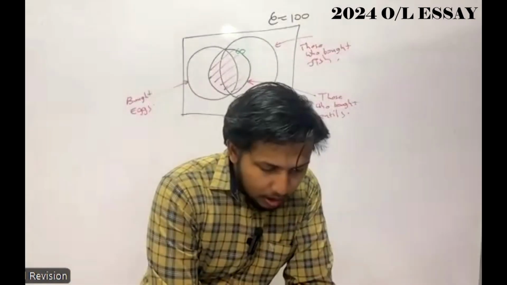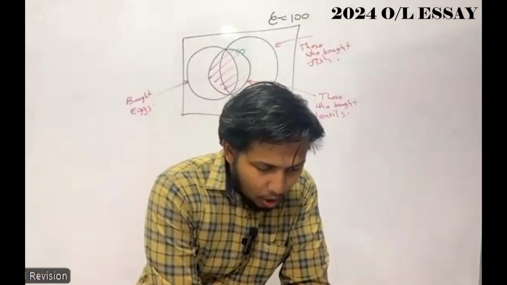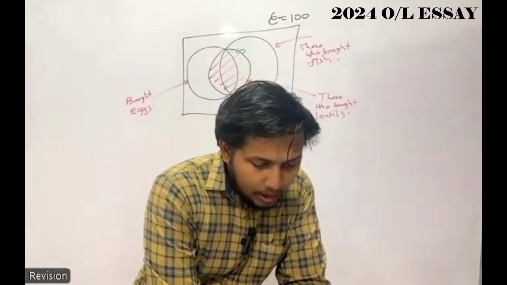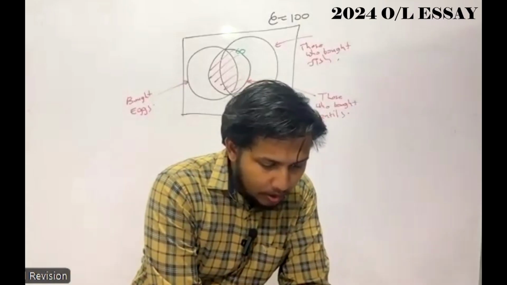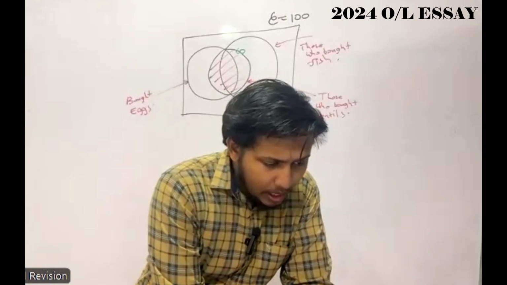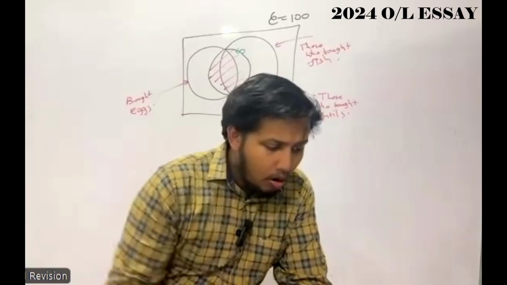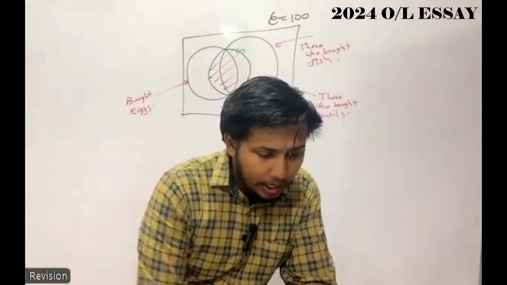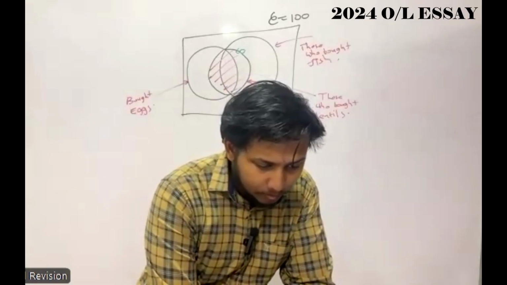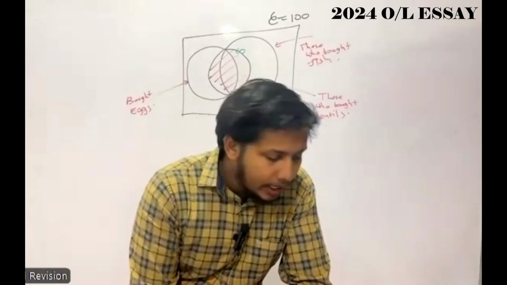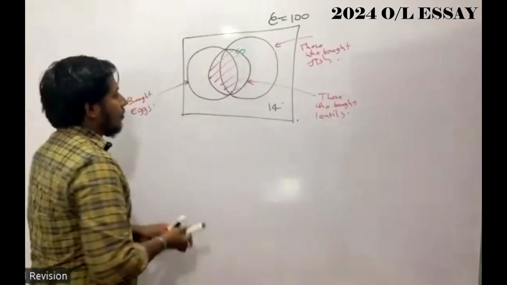In part 1, they're asking how many customers bought exactly one of the three items: fish, eggs, and lentils. So they're asking how many customers had bought only fish, only eggs, and only lentils. How to do that? Students, look carefully.